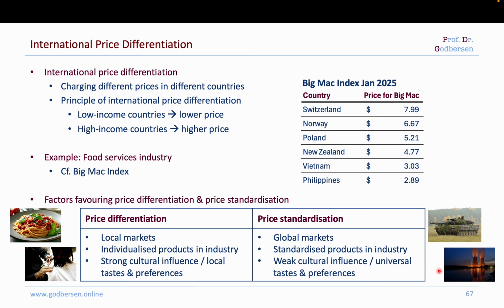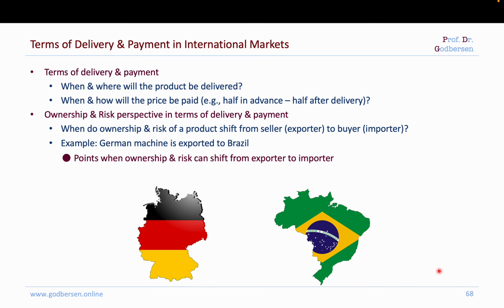Now, that is for price differentiation, and this refers to the price itself. I earlier said that it's also the terms of delivery and payment that we have to consider. The terms in delivery and payment, they make clear or state when and where the product will be delivered, and when and how the price will be paid. For instance, half in advance, half after delivery, and whatever options you have.